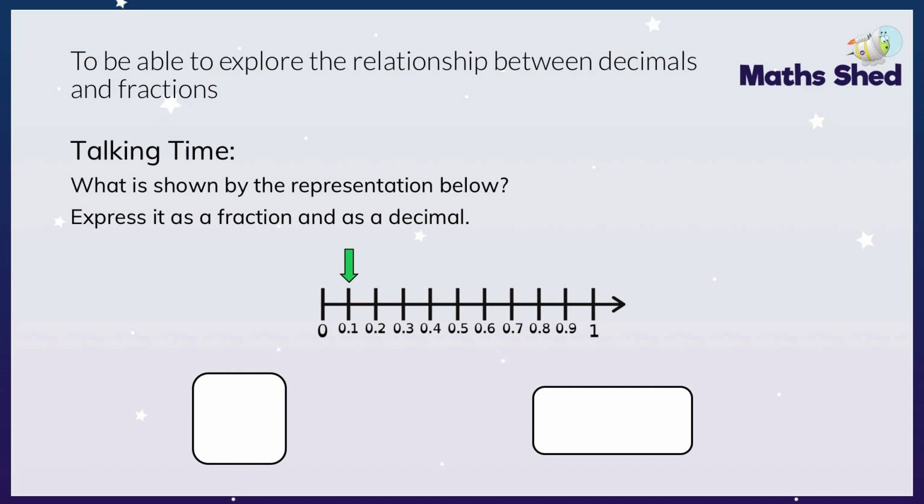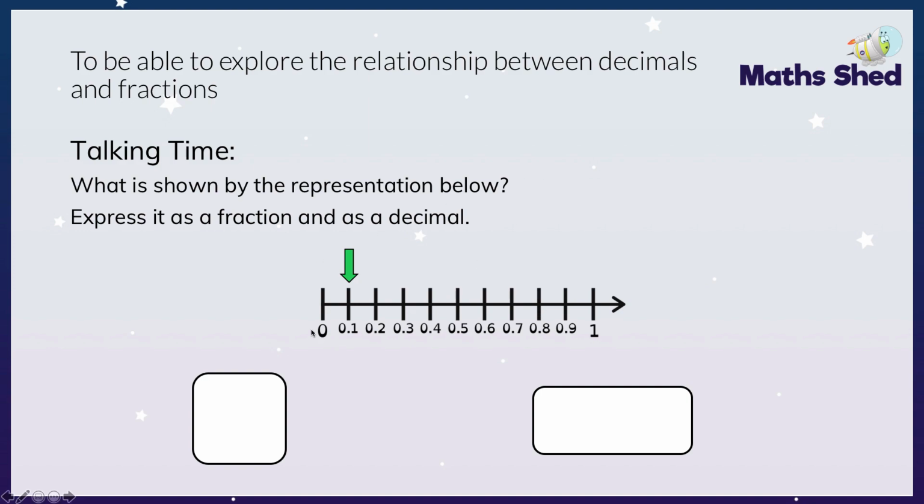So, what is shown by the representation below? We can see we have a number line. We start at 0 and we move to 1 with decimals in between of 0.1, 0.2, 0.3 and so on. Express it as a fraction and as a decimal. So the decimal's nice and easy. I can see that it's 0.1. It has the decimal point. What you have to then ask yourself is, what would that be as a fraction?